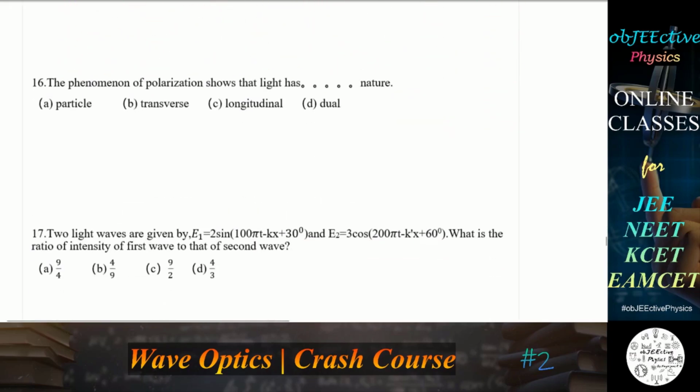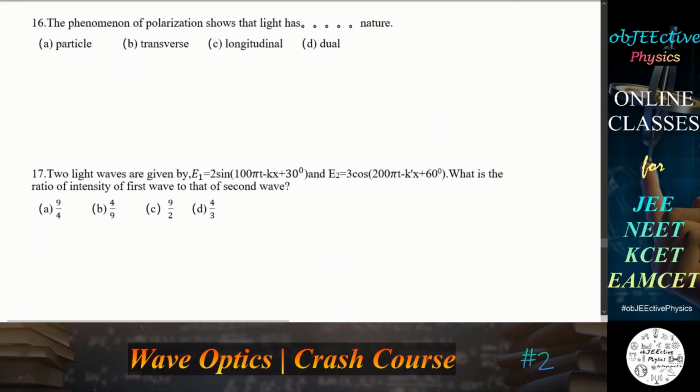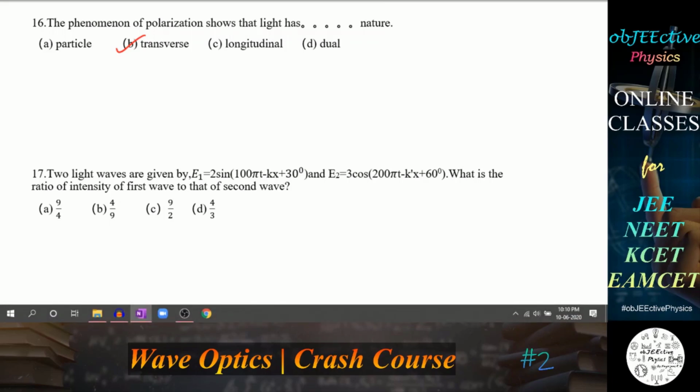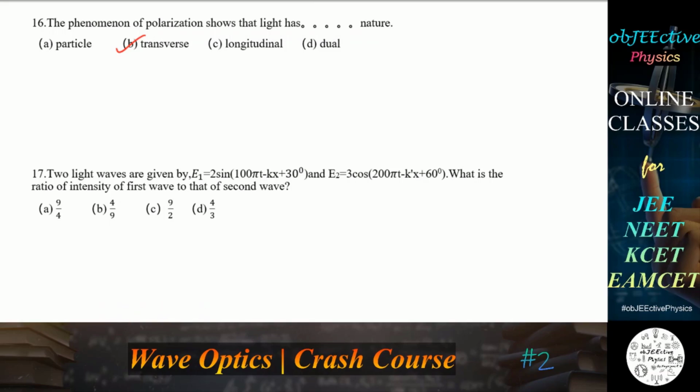Next question. The phenomenon of polarization shows that light has dash nature, transverse nature is the answer. Next question. Two light waves are given by E1 is equal to 2 sin 100 pi into t minus kx plus 30 degrees and E2 is equal to 3 cos 200 pi t minus k dash x plus 60 degrees. What is the ratio of intensity of first wave to that of second wave?